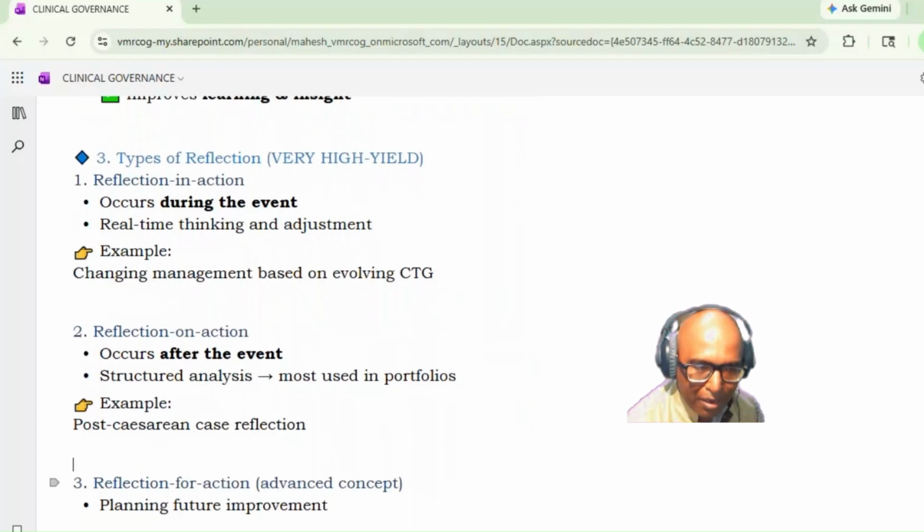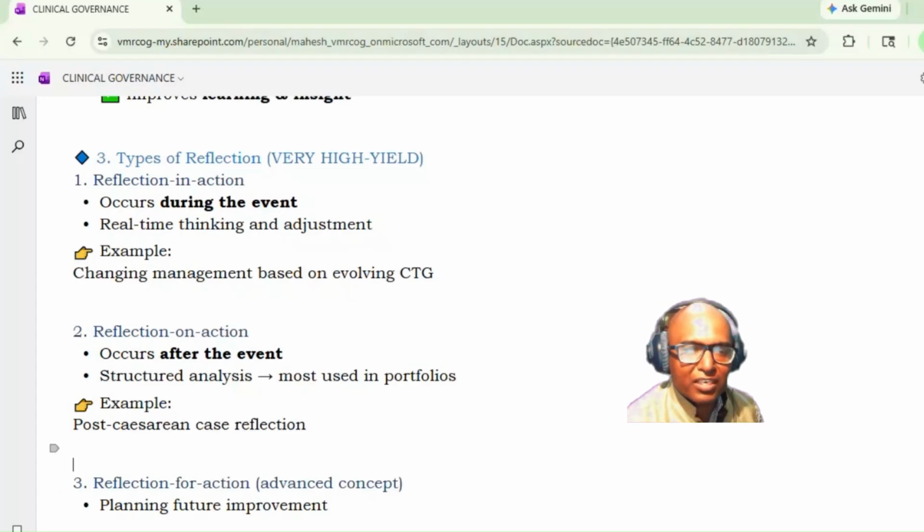Second is reflection on action. It occurs after the event. There is a structured analysis of that particular event. What was the patient presentation? What was the diagnosis, and how was the diagnosis made? Was there any delay? This is the reflection on action, and it is most used in portfolios. Generally, when there is an event, critical thinking is done over that event in the form of a structured analysis.